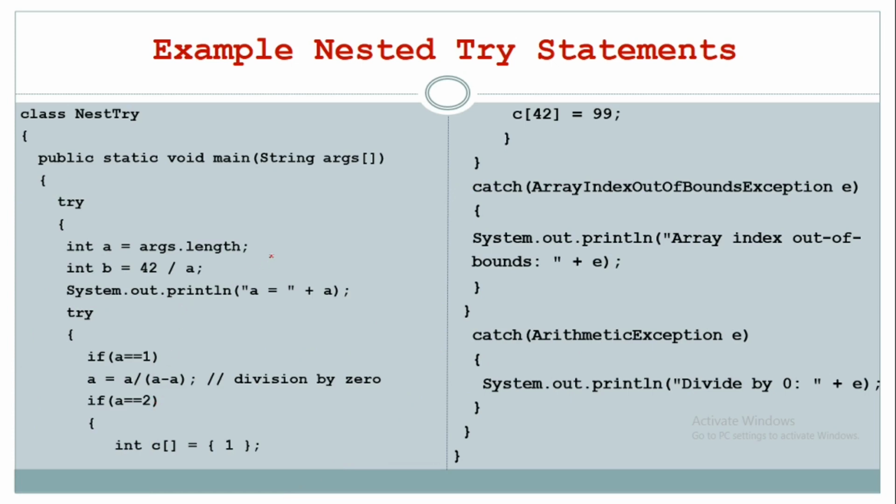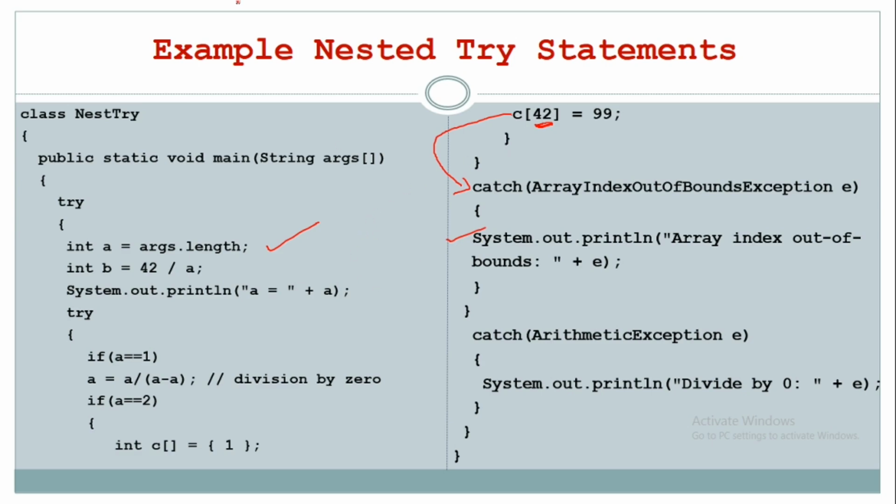Now what if two arguments are passed in the command line? Then the value of a will be 2. If a is equal to 2, then the next statement, array c is initialized to size 1, which means c of 0 is equal to 1. But here, as you can see, c of 42 is equal to 99, which means I'm trying to access an illegal index. So this throws an array index out of bounds exception. Whenever an exception is raised in the inner try block, the inner catch block is executed. As you can see, this inner catch block handles the array index out of bounds exception. That's it. The program will not be terminated. So this is a simple program that demonstrates nested try statements.